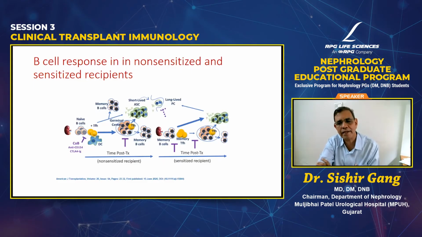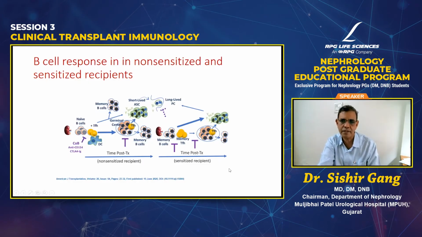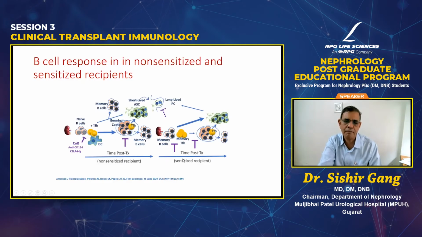Fortunately, we can detect those antibodies using tests, and hyperacute rejections are very uncommon. But if they're in very, very low quantities, then they may not be detected. Even if they're detected, they may go ahead and do a transplant or do desensitization. So this is the difference between a sensitized patient and a non-sensitized recipient. How does their B cell work? Here, you don't require the help of a T cell. The response is very, very quick.